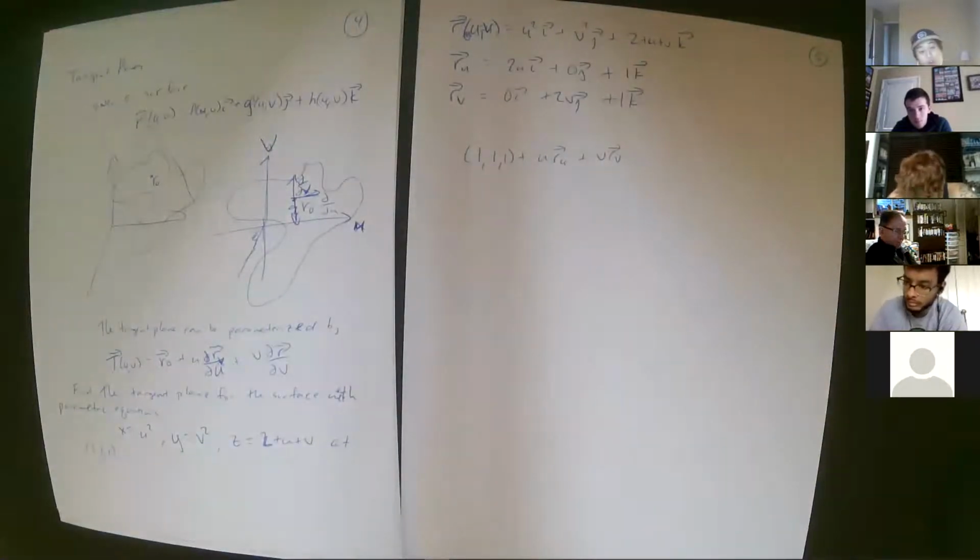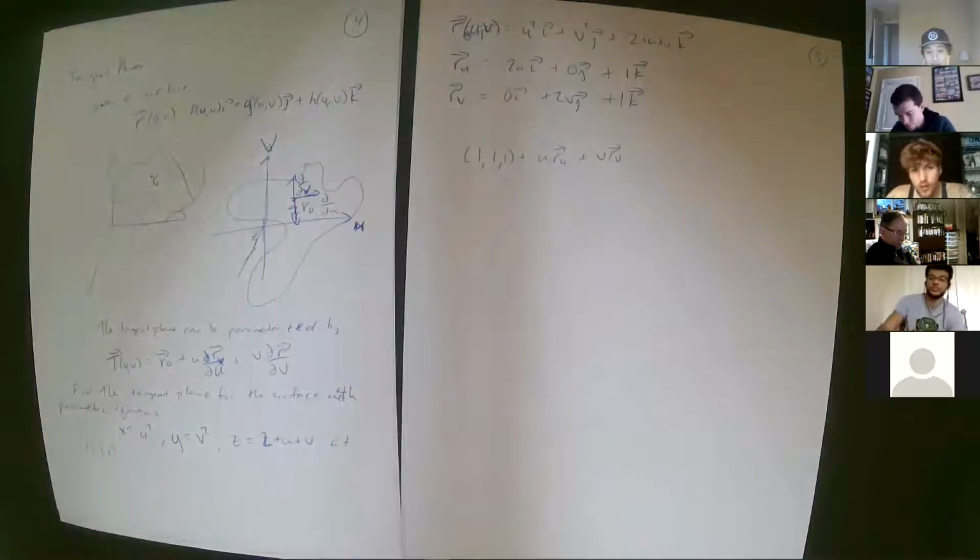Or, if you think back to forever ago, back in chapter 12, we can find the equation for our tangent plane by finding the normal vector. And how do we find the normal vector?